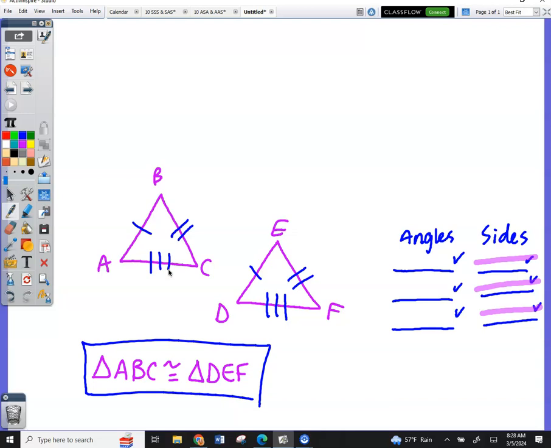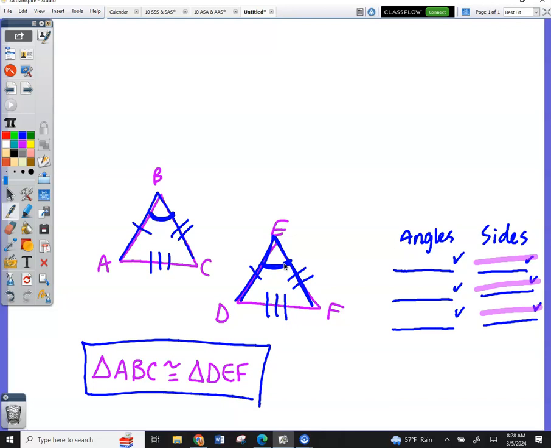What do you think SAS stands for? Side, angle, side. This is where we're checking 2 sides and then a strategic angle. It's not just any angle. It's going to be an angle that is in between the 2 congruent sides. And if we can verify that in both triangles, we don't have to check all 6 things. We can go ahead and say they're congruent.